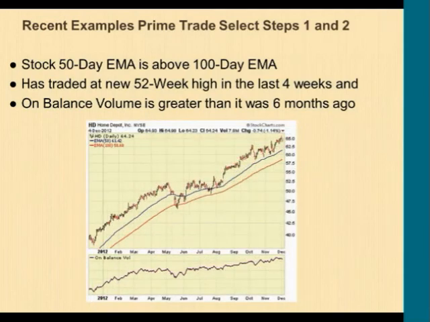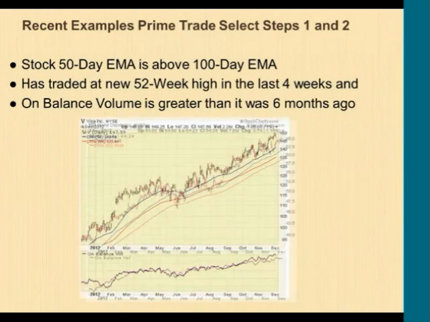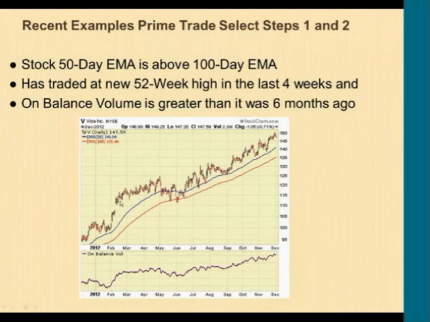Here's another example. This is for Home Depot. Again, making a series of new 52-week highs, 50-day EMA above the 100-day EMA, and the on-balance volume line sloping up. So that'd be another example of a prime trade select buy. Here's another one. This is for Visa. Again, the stock making a series of new 52-week highs, upsloping on-balance volume line.